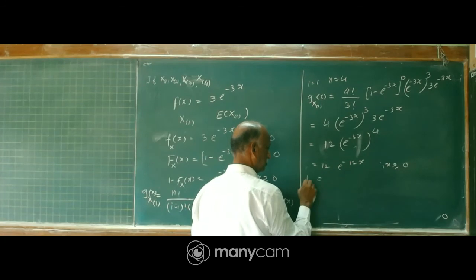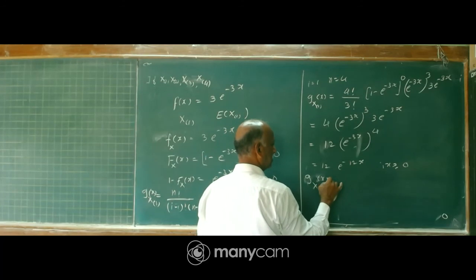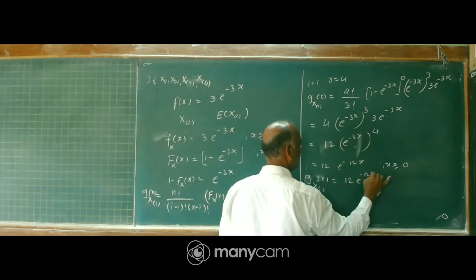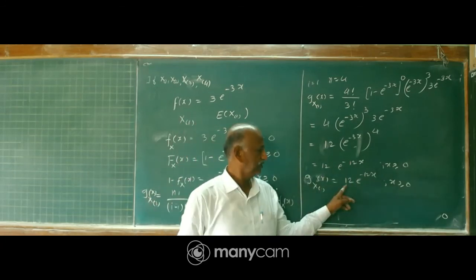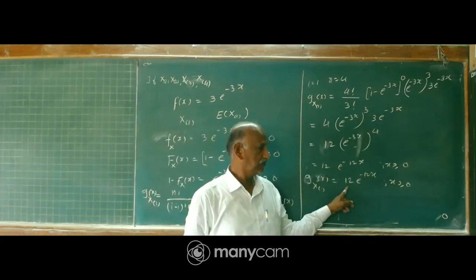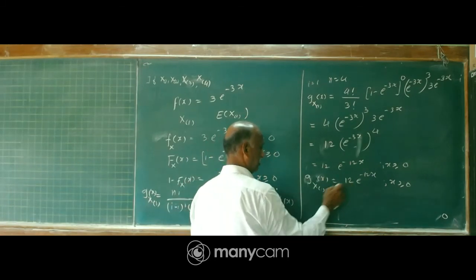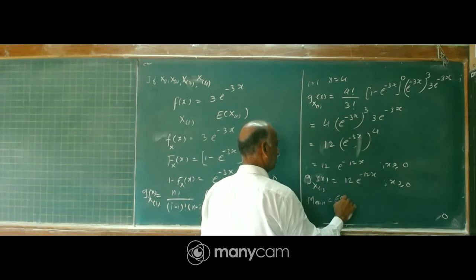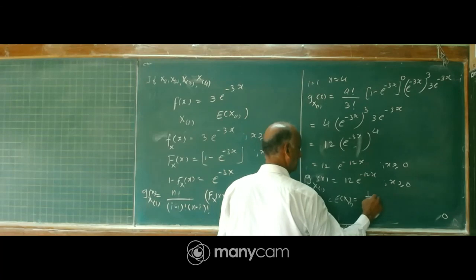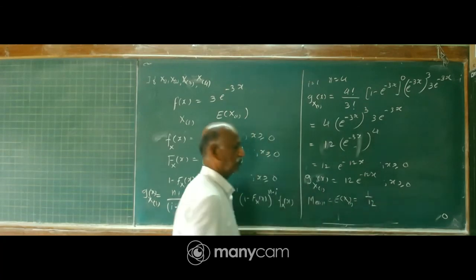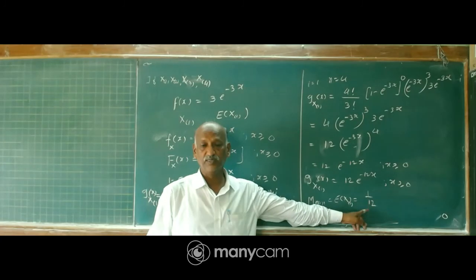So this is the probability density function of X order 1, g of X order 1 at x, equal to 12 e raised to minus 12x. If we notice, this is an exponential distribution with parameter theta equal to 12. We know that for an exponential distribution with parameter theta, the mean is 1 upon theta, that is 1 upon 12. So the expected value of X order 1 is 1 by 12.